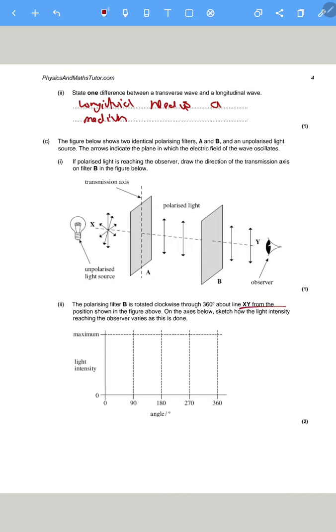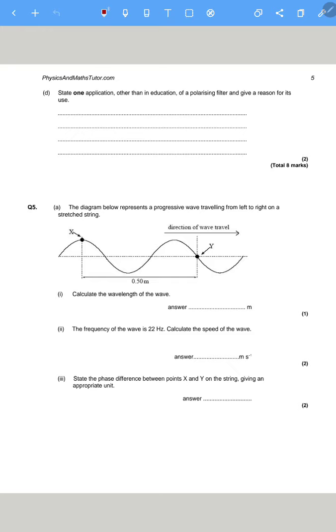Polarizing filter rotated clockwise. Oh, this is the one that I drew already. So it goes from a maximum. It looks like a demented W for someone who doesn't know what a W looks like. So one application other than education for polarizing filters: 3D lenses, which enhance viewing pleasure.